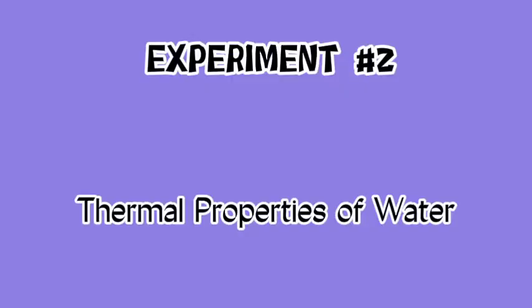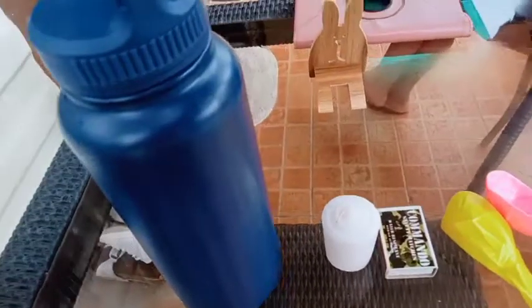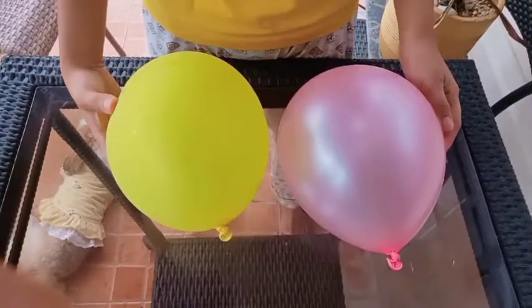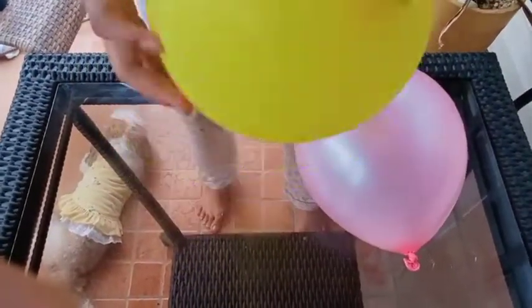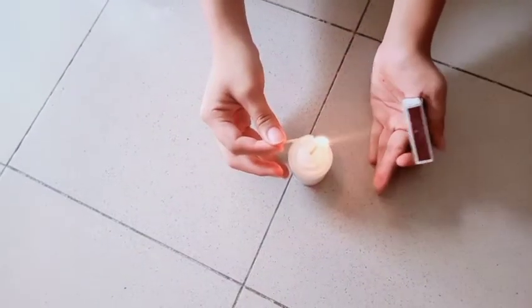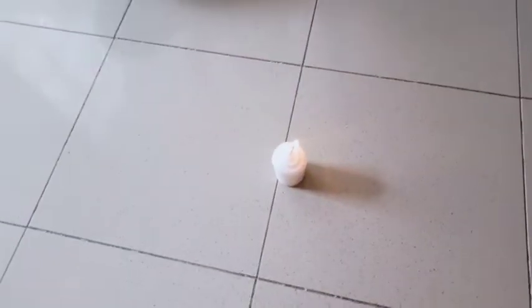For experiment 2, we have thermal properties of water. In this experiment, we will be having water, a candle, matchsticks, and 2 balloons. The first balloon should be regular and the second balloon should be filled with water. So first, you need to light the candle. Place the regular balloon into the fire.